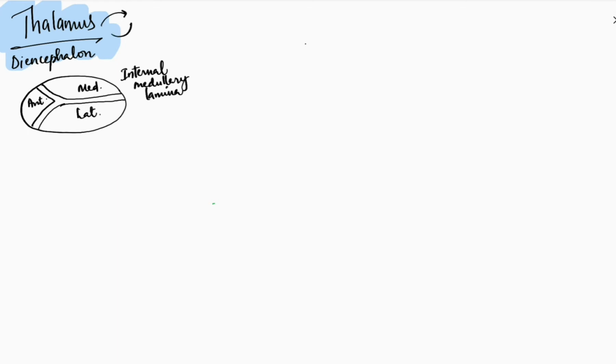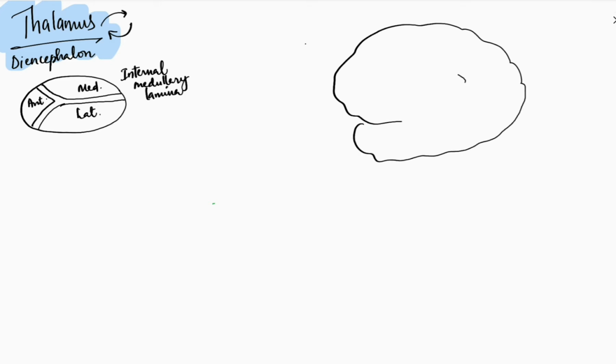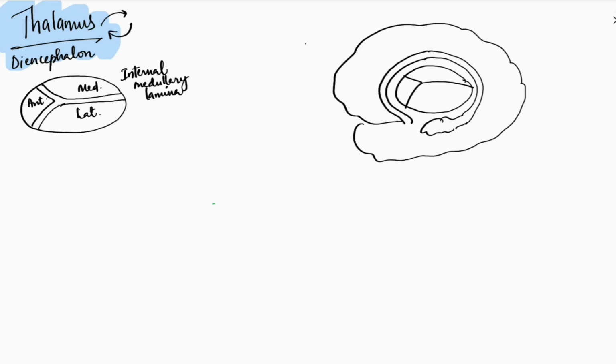Now let us try to understand the various connections the thalamus makes with the various parts of the CNS. Starting with the anterior nuclei. The anterior nuclei is a part of the Papez circuit. The hippocampus continues forward as the fornix and ends at the base of the brain as the mammillary body. Now the anterior nucleus receives afferent fibers from the mammillary body and projects efferent fibers to the cingulate gyrus.